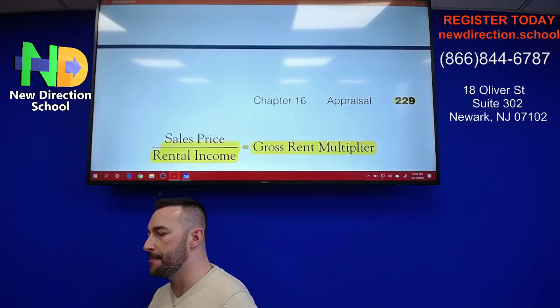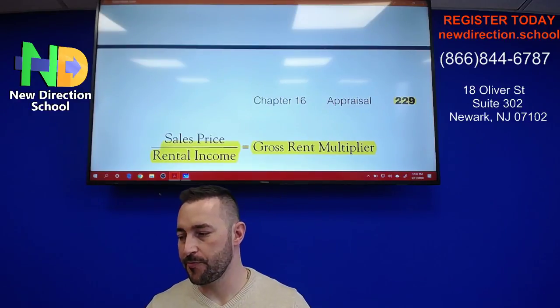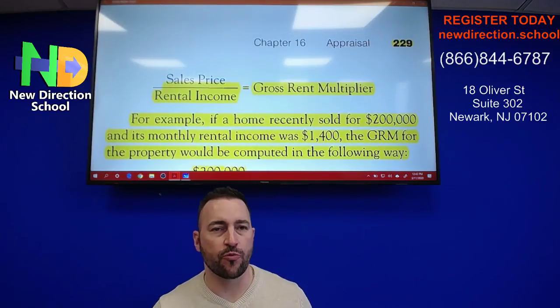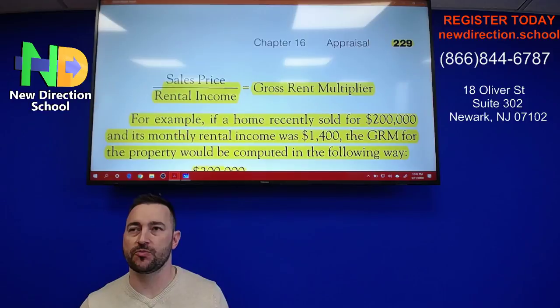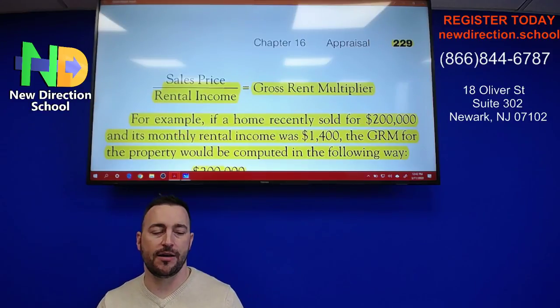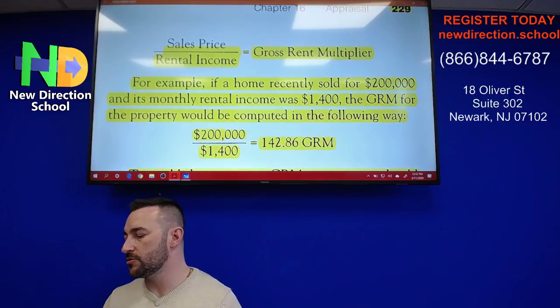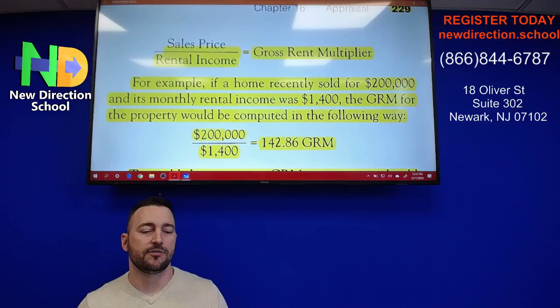Okay. So gross rent multiplier, we'll talk about it. It says right here, the sales price divided by rental income equals GRM, gross rent multiplier. For example, if a home recently sold for $200,000 and its monthly rental income was $1,400, then the GRM for the property will be computed in the following way. 200,000 divided by 1,400 equals 142.86 GRM.